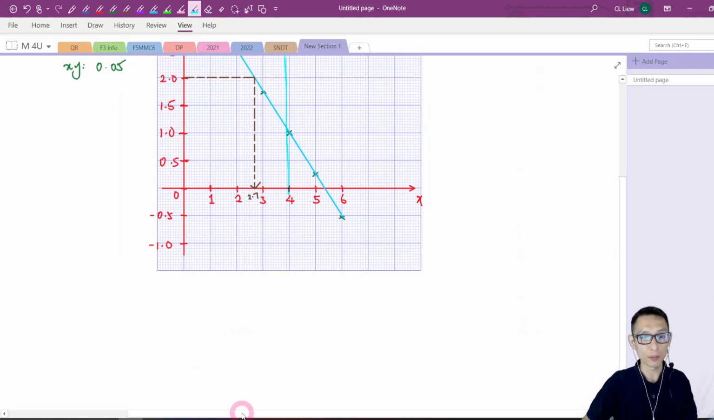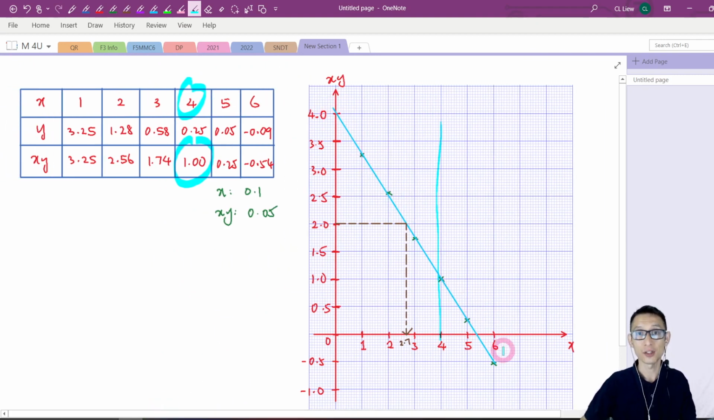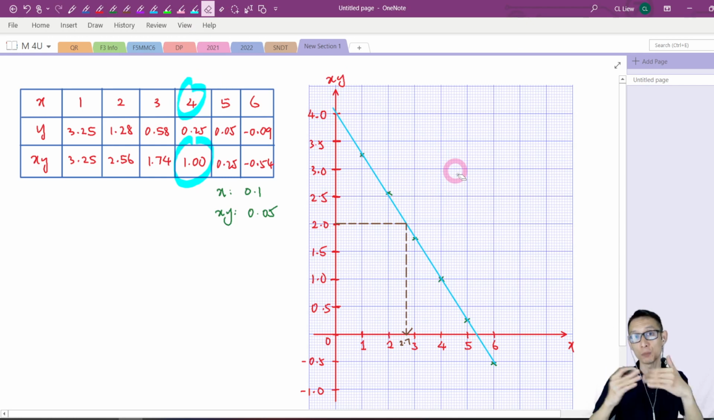After plotting all the points, you just use a long ruler to connect all the points together. We try to connect as many points as we can, and for the points that we are not able to connect, we try to distribute them evenly. And remember, every time you have to draw until the vertical axis. So this is the answer for part A.